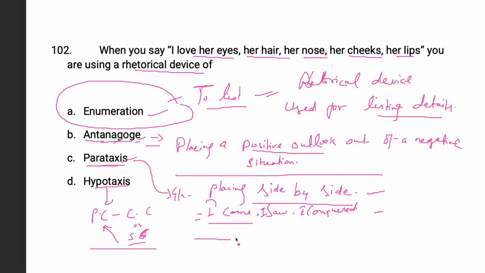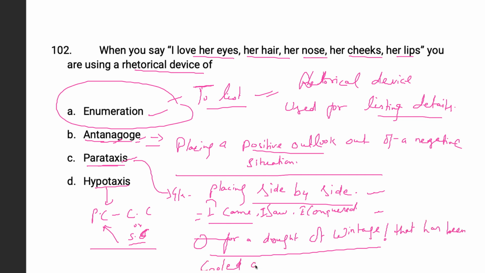"Oh, for a draught of vintage that hath been cooled a long age in the deep-delved earth." This is a line from Ode to the Nightingale. This is the principal part. I wish for a draught of vintage that hath been cooled a long age in deep-delved earth.